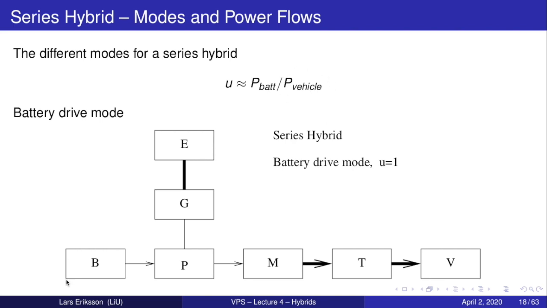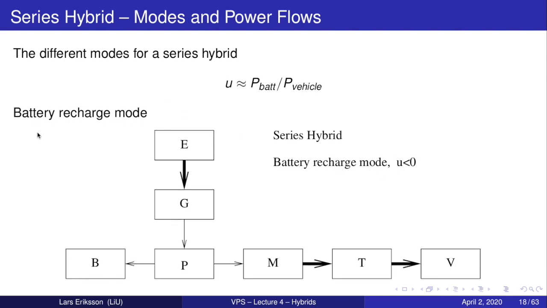So when we are running in battery drive mode, we are taking all the energy from the battery and passing it out to the vehicle. So in this case, the control signal is 1. The reason why I put approximate here is that we will have some losses. So the vehicle power requirement will be slightly less than the battery power requirement due to the losses that we have here. But we use this control signal to say that we take all power need from the battery.